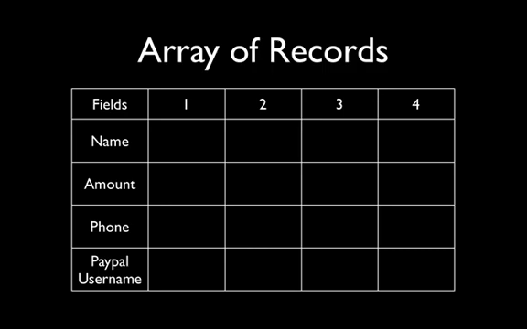The reason is that there are multiple data items, and the reason it wouldn't be a multi-dimensional array is because they are of different data types. So name would be string, amount would be integer, phone would be integer, and PayPal username would be Boolean. So whether yes or no, whether they're going to pay by PayPal.